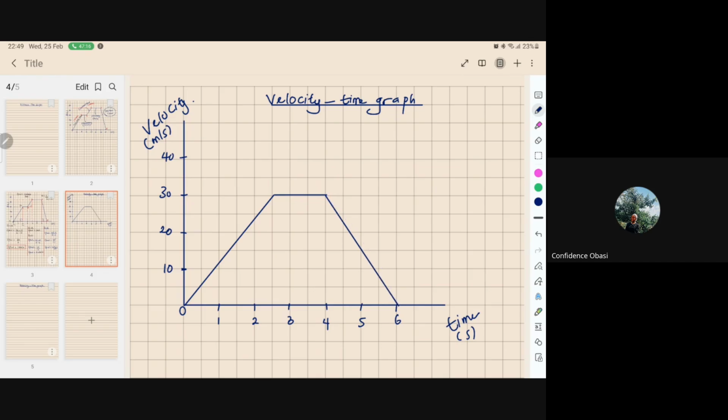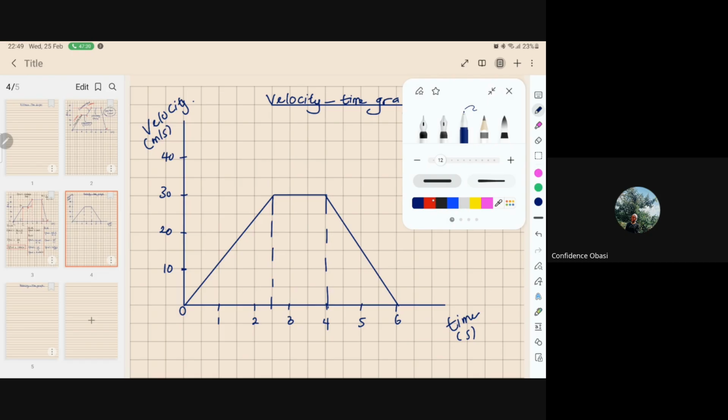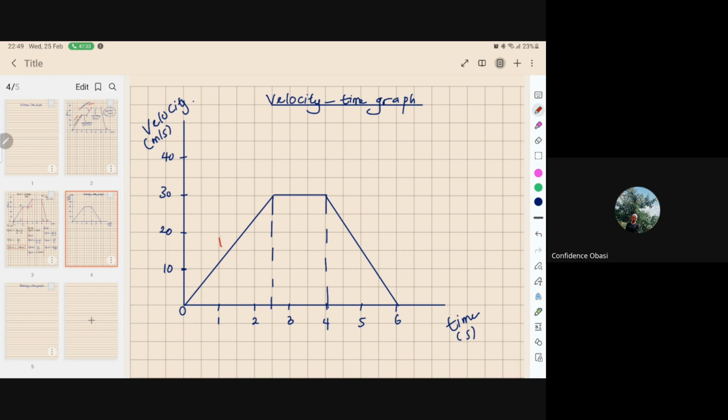Now, what am I saying? You will see that there are three sections in this very journey. This is the first part of the journey, journey one. This is the second part, two. And then this is the third part. Now, what are the things I want you to know? For the first part of the journey, what is happening right there? You are going to see that you have a constant acceleration, right? So here you have that straight line. So this is your constant acceleration.